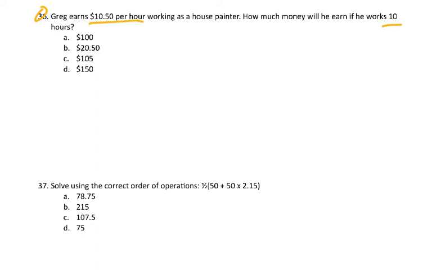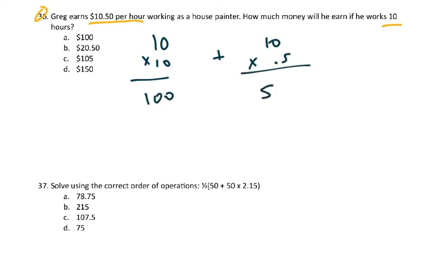One quick trick I have is to separate this and do 10 times 10 plus 10 times 0.5. If you think about it like money, it should be really easy. You should know that that's $100, and then 50 cents 10 times is $5. So 100 plus 5 is 105. C is the answer for 36.